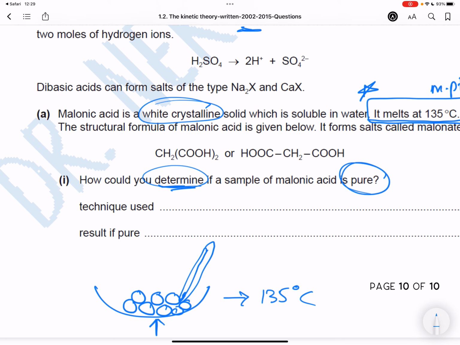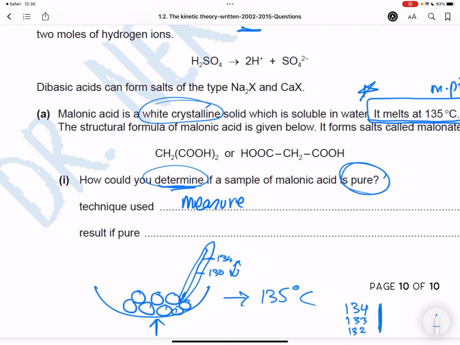But if it's less than 135, if it's maybe 134, 133, 132, or maybe it's melting in a range, so it starts melting at 130 and then it stops melting at 134, it has a range, then it's impure. So what's your technique? What are you going to measure? What are you going to test? You're going to measure the melting point. That's exactly what you will do.